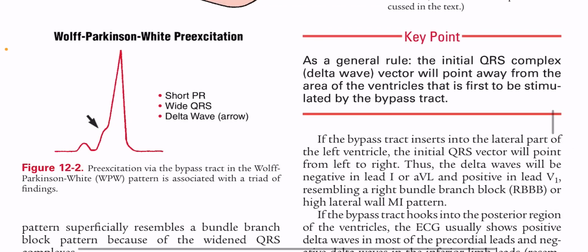Key point: as a general rule, the initial QRS complex delta wave vector will point away from the area of the ventricles that is first to be stimulated by the bypass tract.